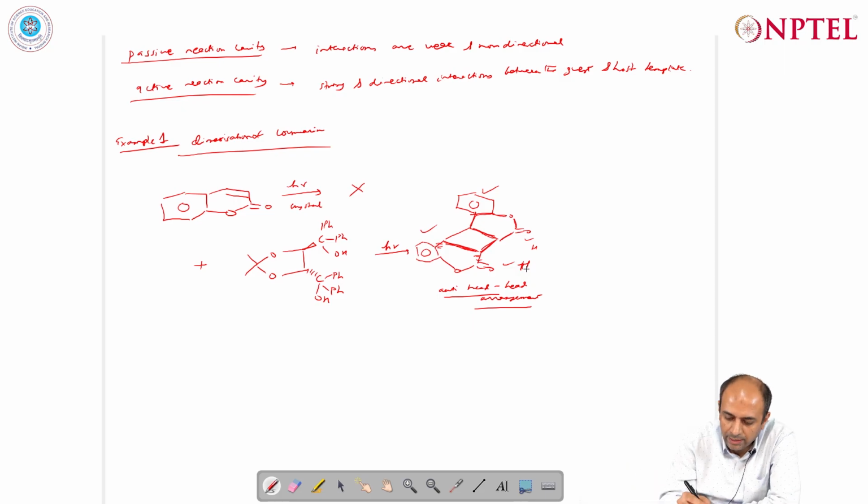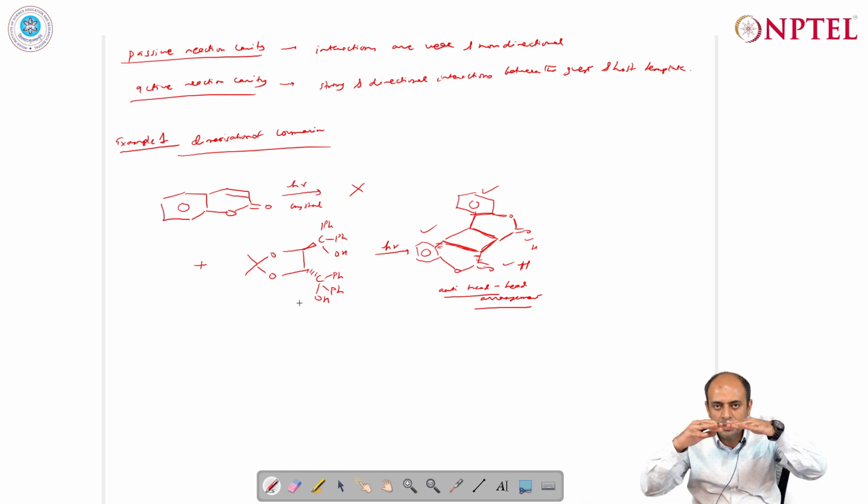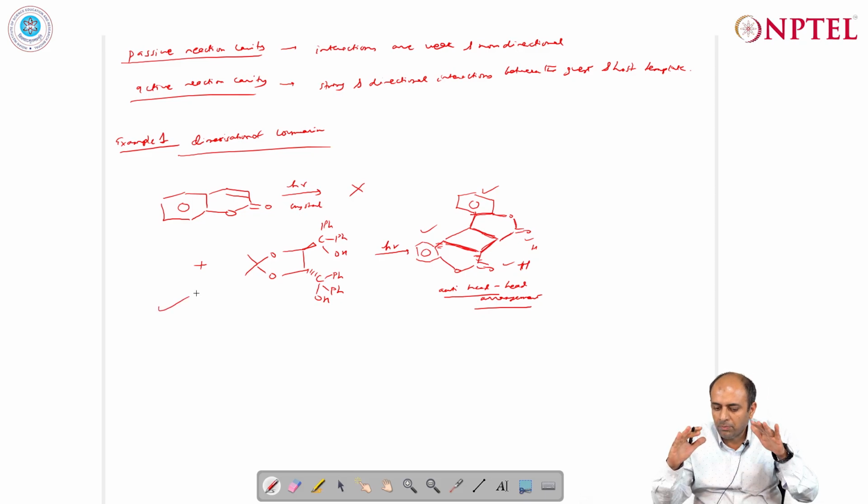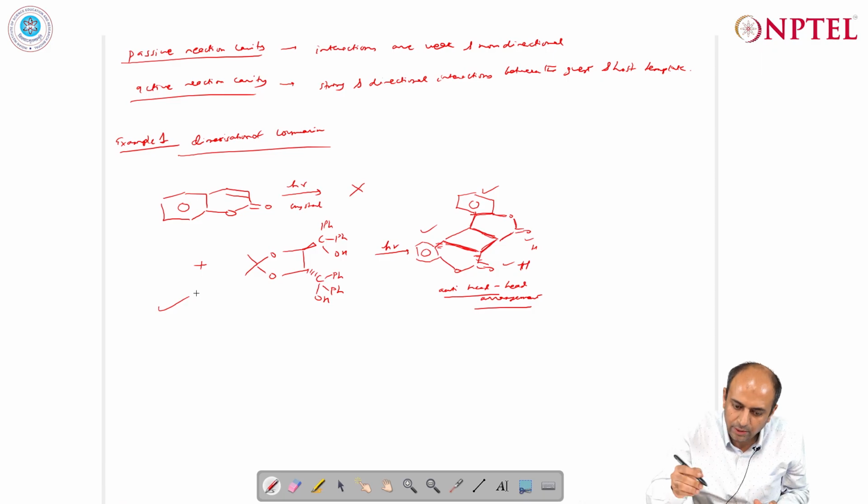So what does this chiral molecule do? This chiral molecule actually creates a hydrogen bonded template which actually brings the coumarin molecules in close proximity to each other, and they interact by pi stacking interactions which are favorable here, dispersive interactions, and then photo irradiation is able to create the photodimer. So this can actually provide the necessary template by which the coumarin molecules can undergo photodimerization.